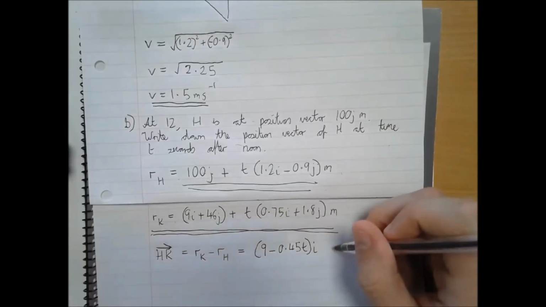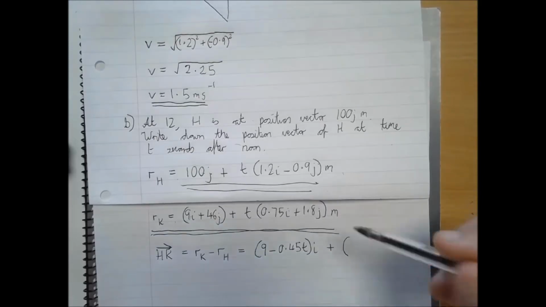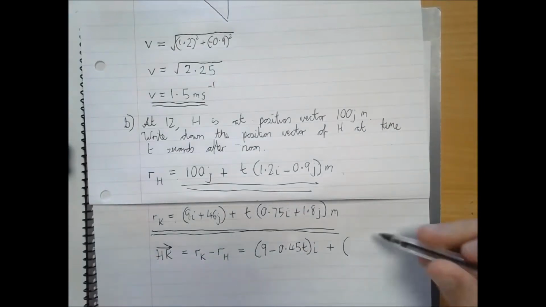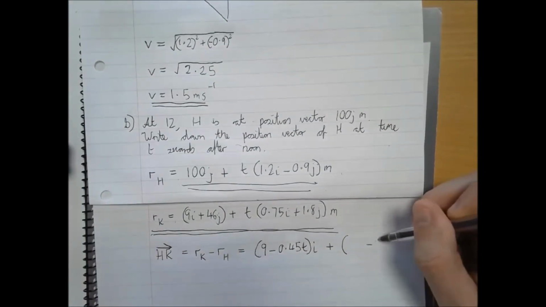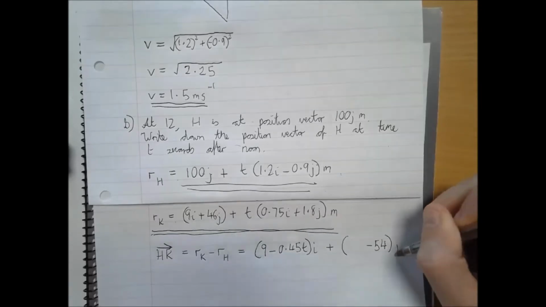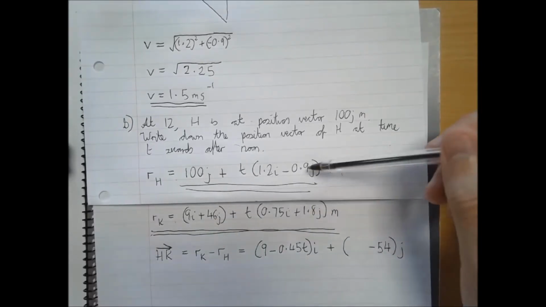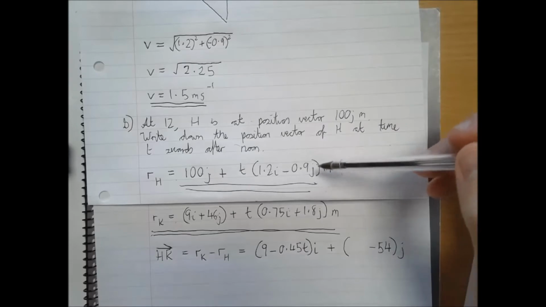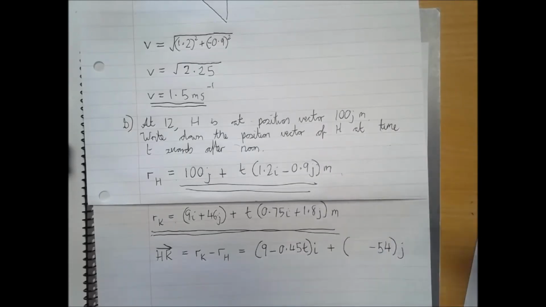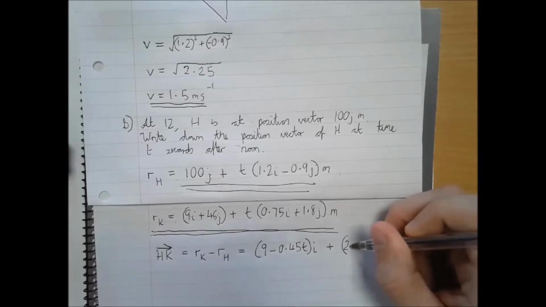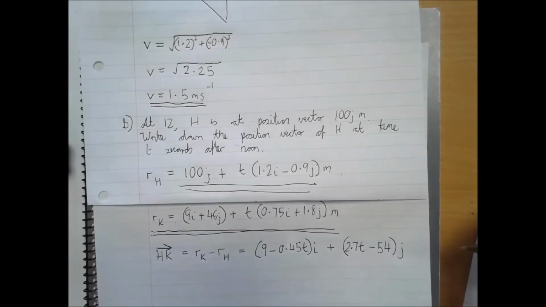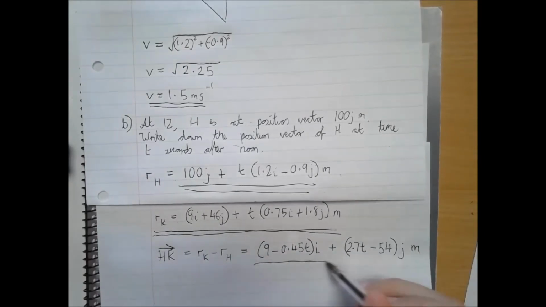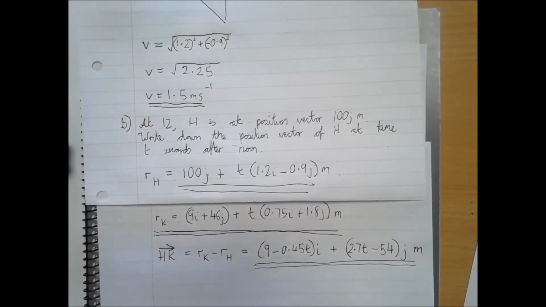And then the same with the j's. If we have a look at the j's, we've got 46 and we're going to be minusing 100, and 46 minus 100 will give us minus 54. Now if we look at our j's with t, we've got rK minus rH, so 1.8jt minus minus 0.9jt. So we've got 1.8 effectively plus 0.9, which will give us 2.7t, minus 54j. And our units for that are meters. That is your final answer there.